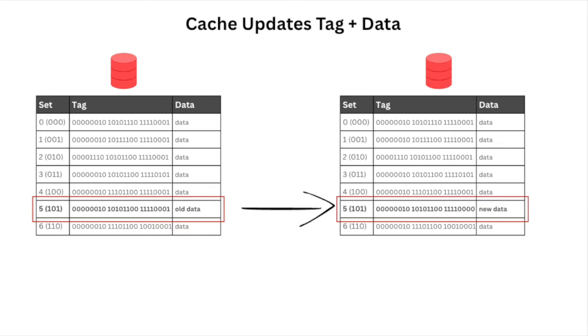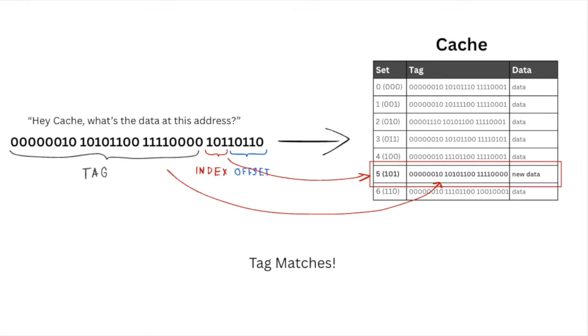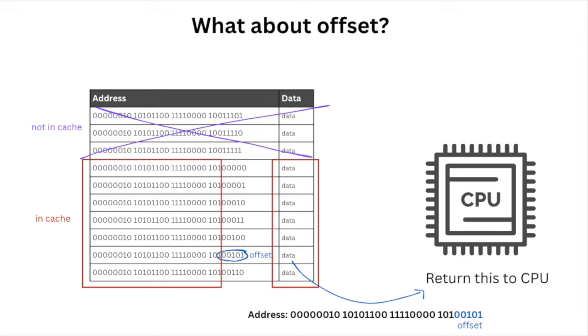The cache identifies which set the tag is supposed to go in and updates the tag and the data to the new data. Now we can see that the tag in set 5 is updated to match the one we were looking for earlier. This means the data we're looking for is now in the cache. So what about the offset? Well, although we retrieve the whole chunk of data into the cache, we only want to return the one that the CPU specifically asked for. The offset is used to identify which byte of data in the cache line should be returned to the CPU.